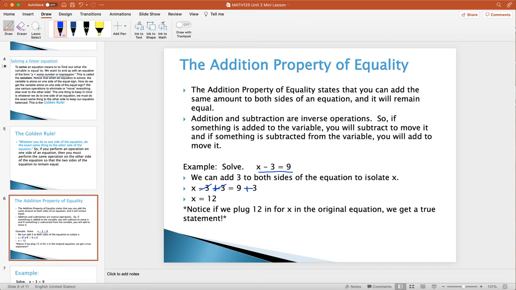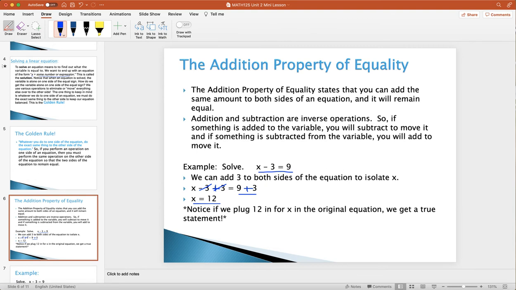And then on the right side, we're going to combine the 9 plus 3, which gives us our solution of 12. X equals 12, which means x is 12. And an important thing when you're solving equations is always to try to take your solution and check it back into the original equation to see if you get a true statement.